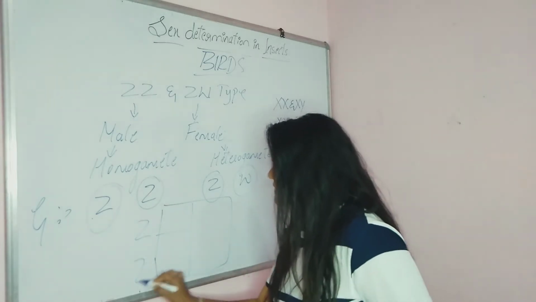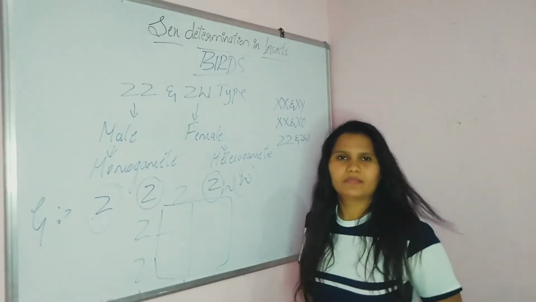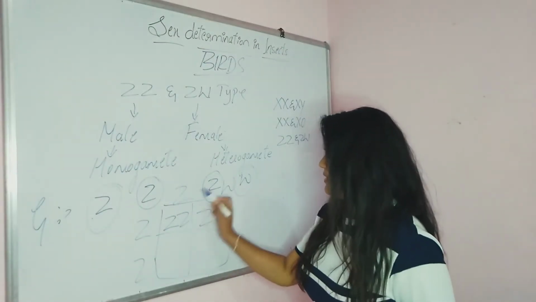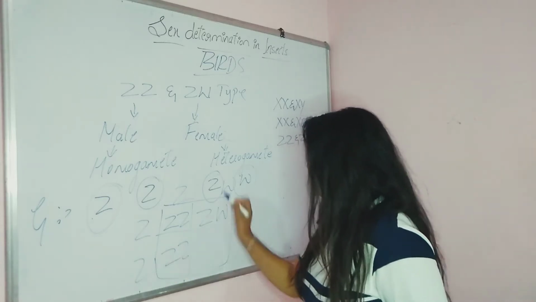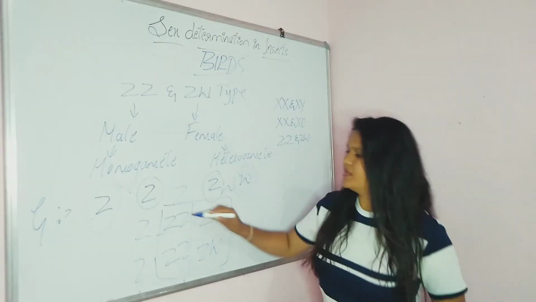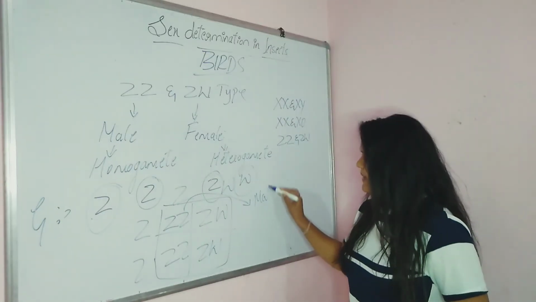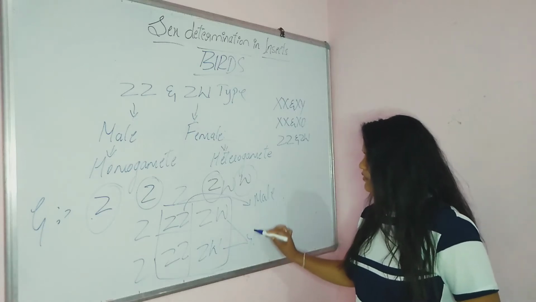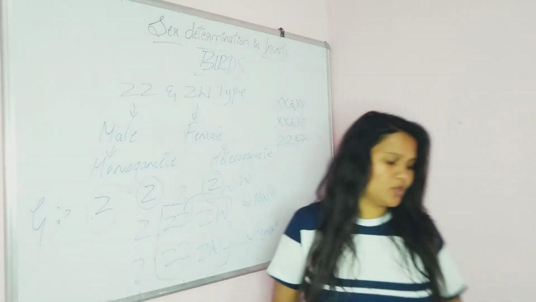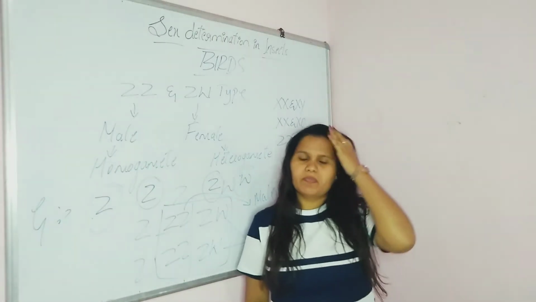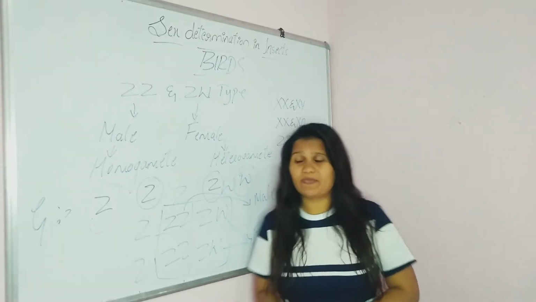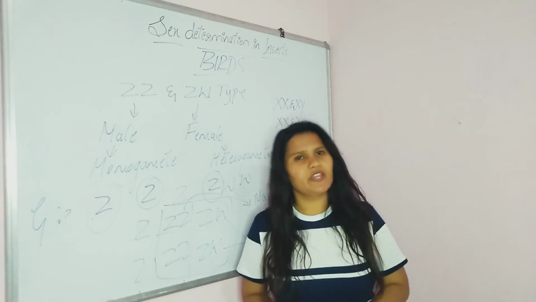Where Z, Z and Z, W, right? So let's cross Z, Z, Z, W, right? Again Z, Z, Z, W. Is this clear? So here also the ZZ will be male birds and the ZW will be female birds. It is exactly opposite to the humans, right? Because the female will be what? We will be homogametes. But in case of birds, the females will be heterogamete.